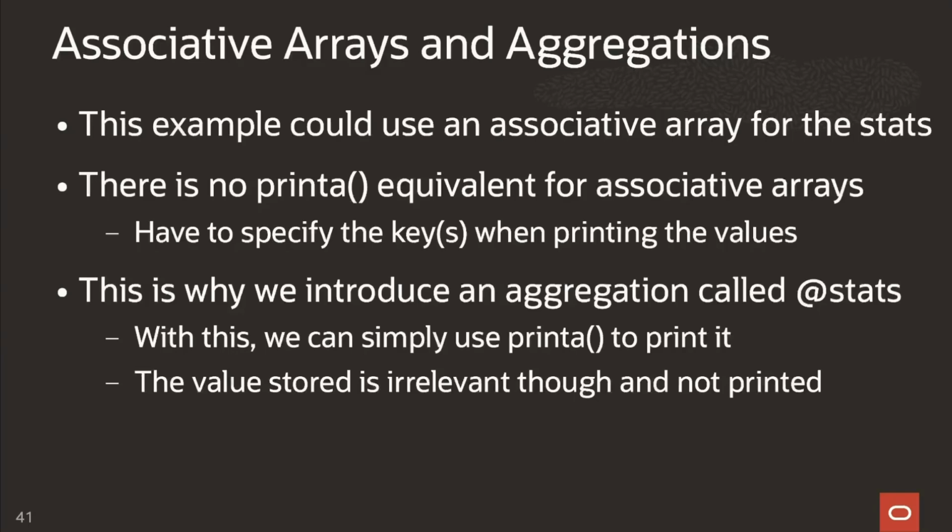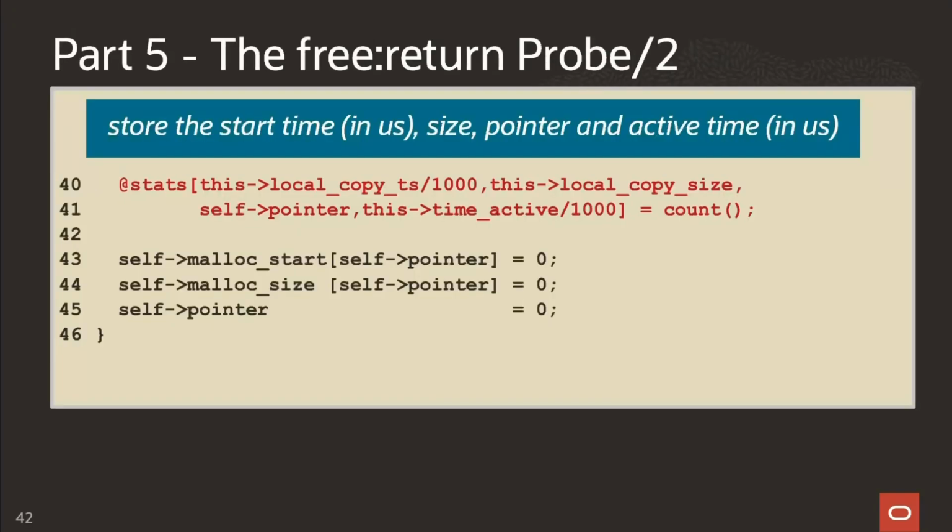I introduce an aggregation called stats. I can use printa to print it, and what I'm going to do, I'm not going to print the value because I don't care about it. So in an artificial way, I introduce an aggregation that gives me the best of both worlds. And that is done in the second part of the free return probe.